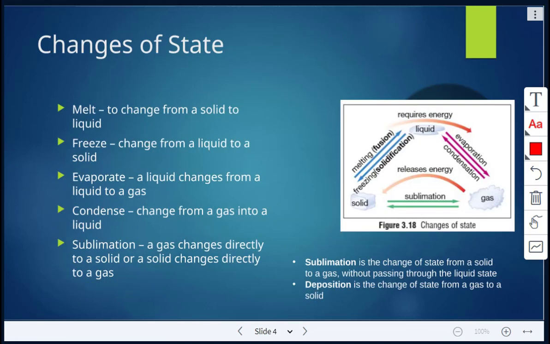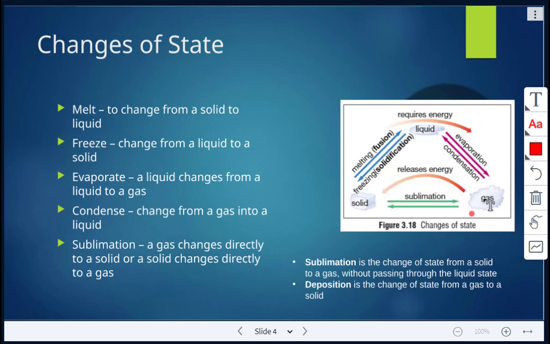All right, so next we're looking at changes of state. These terms you're probably already familiar with. Melting is to change from a solid to a liquid. Note here, melting is also called fusion, just another term to be aware of. To freeze is changing from a liquid to a solid. Evaporating is changing from a liquid to a gas. Condensing or condensation is a change from a gas back into a liquid.